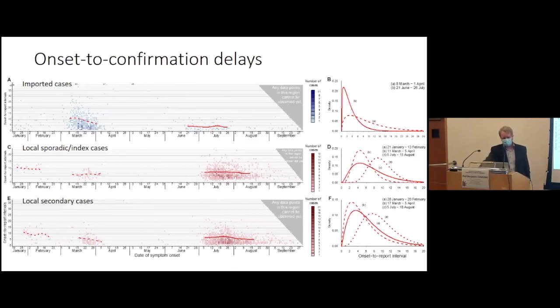So I mentioned that quarantine is important. The data shown on this slide is the onset to confirmation delays. That's how long it takes between when someone has symptoms and when they're confirmed as a COVID case. And in the second wave on the left in March, in the third wave in June and July, we see confirmation delays for imported cases at the top, the local sporadic and inner cases, and then the local secondary cases are quite long, often 4, 5, 6, 7 days, and not coming down very rapidly.